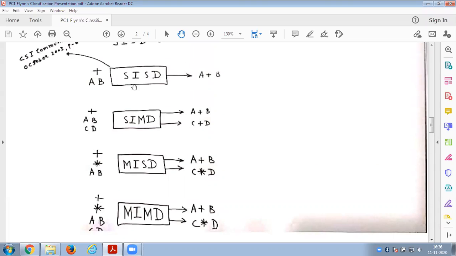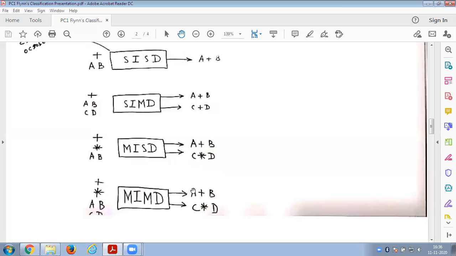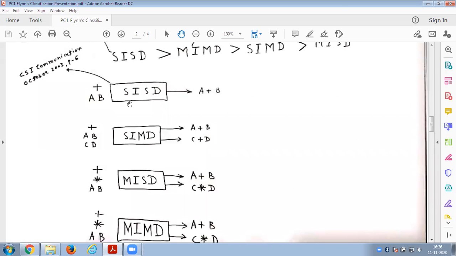So in SISD, single instruction, single data. SIMD, single instruction, multiple data. MISD, multiple instruction, single data. MIMD, multiple instruction, multiple data, means two instructions and two sets of data. This is a very wonderful diagram which was given in a magazine, and nowhere in the book etc. is it given. So I have taken it.